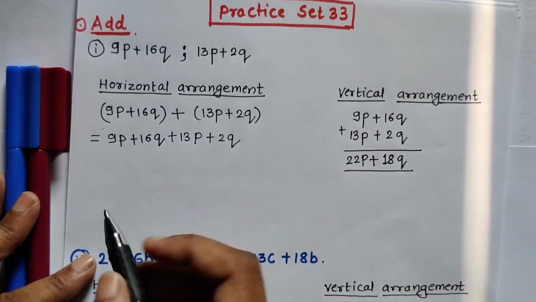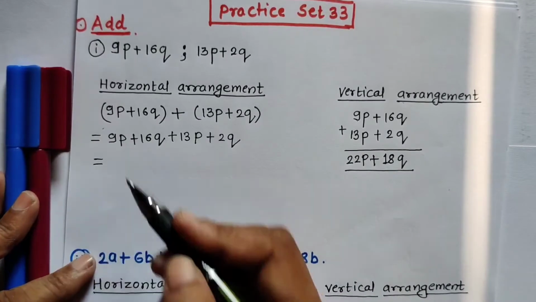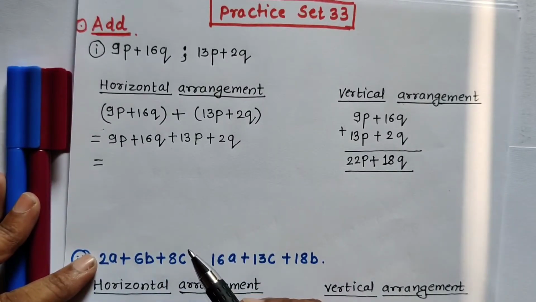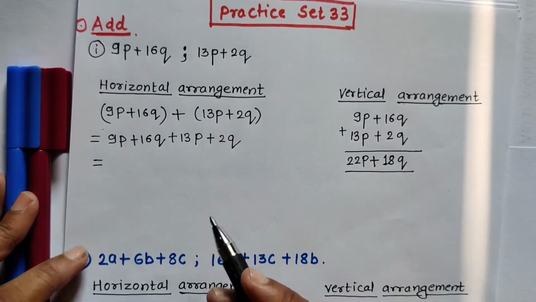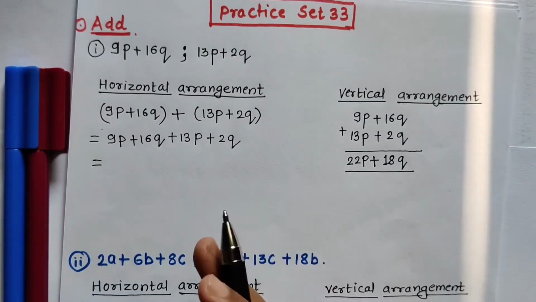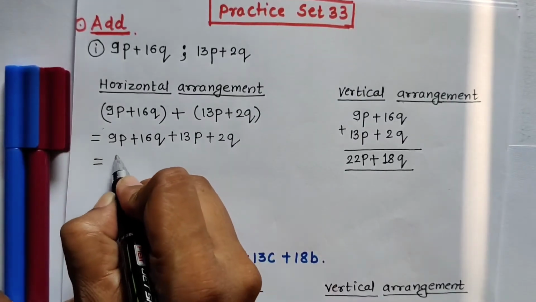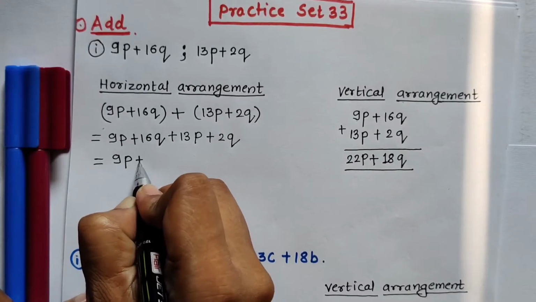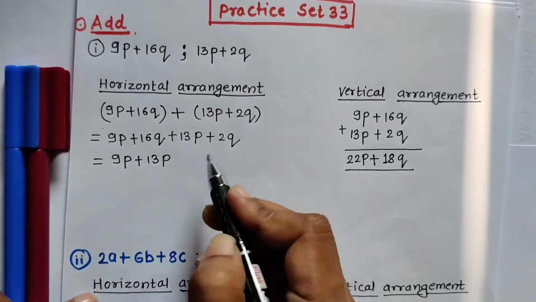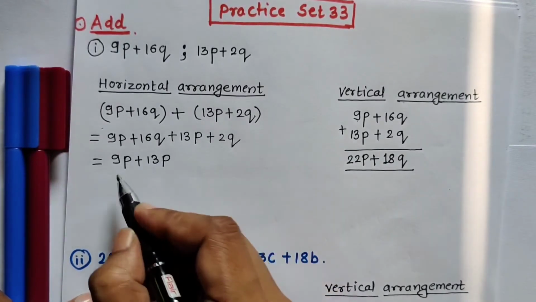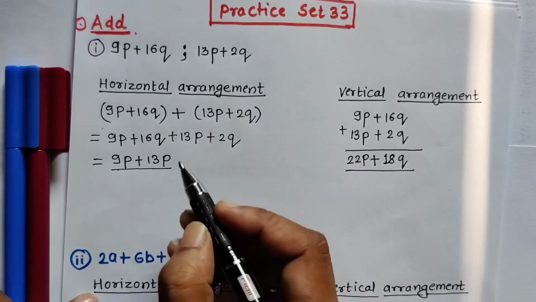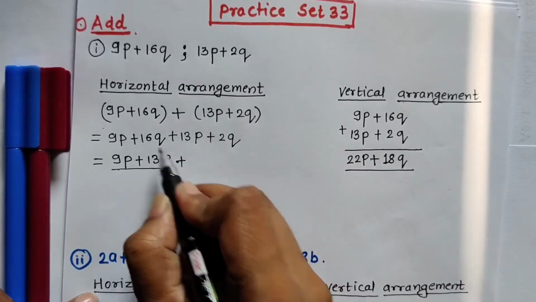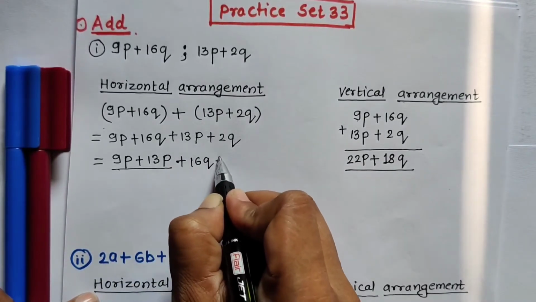Now the next step is we have to write the like terms close to each other. We write the two like terms together. As you can see here, 9p plus 13p I write first. These are two like terms. Then we can write plus 16q and plus 2q.